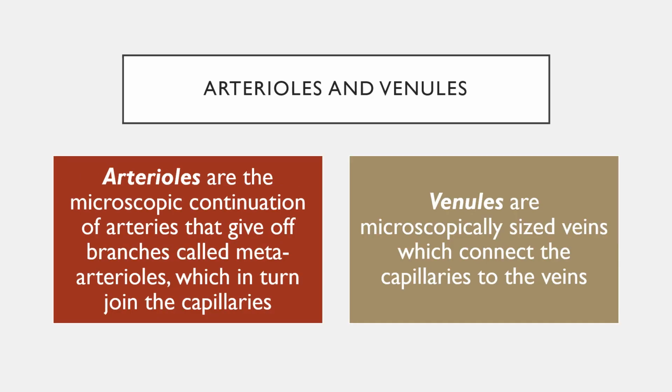So if we were to follow an artery all the way out to the extremities, we would see arterioles that are really just microscopic continuation of arteries. And they give off branches called meta-arteries, which then turn to join the capillaries. And the same could be said for the venules, which are microscopically sized veins, and they connect to the capillaries as well.